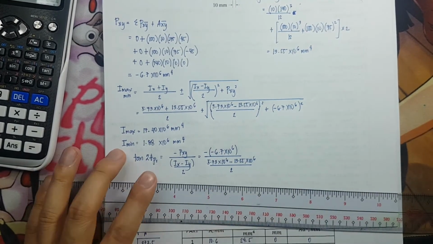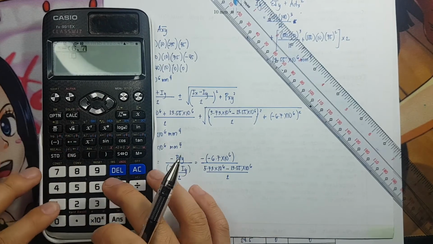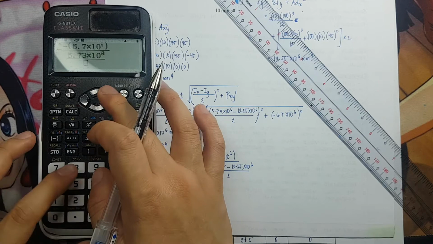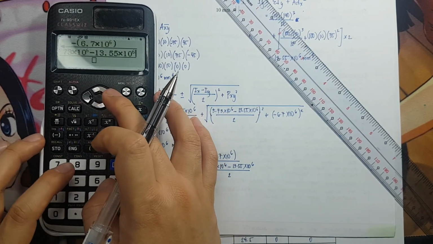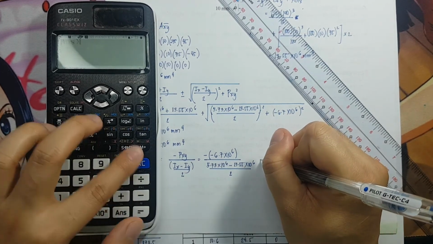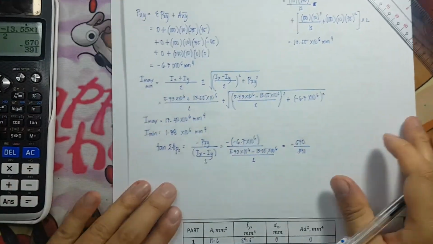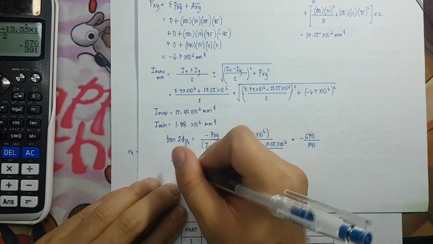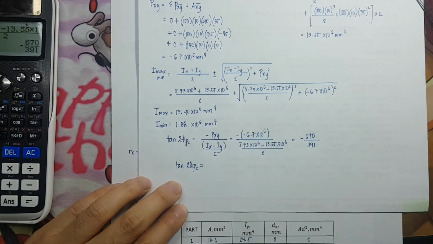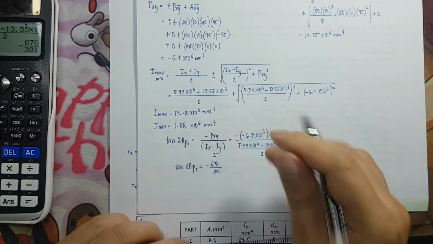So let's first solve this before we get the arctangent. So we have negative 6.7 times 10 raised to 6 divided by 5.73 times 10 to the 6th power minus 13.55 times 10 to the 6th power over 2. And that is equivalent to negative 670 over 391. Okay? So, tangent 2 theta P2 is equivalent to negative 670 over 391.